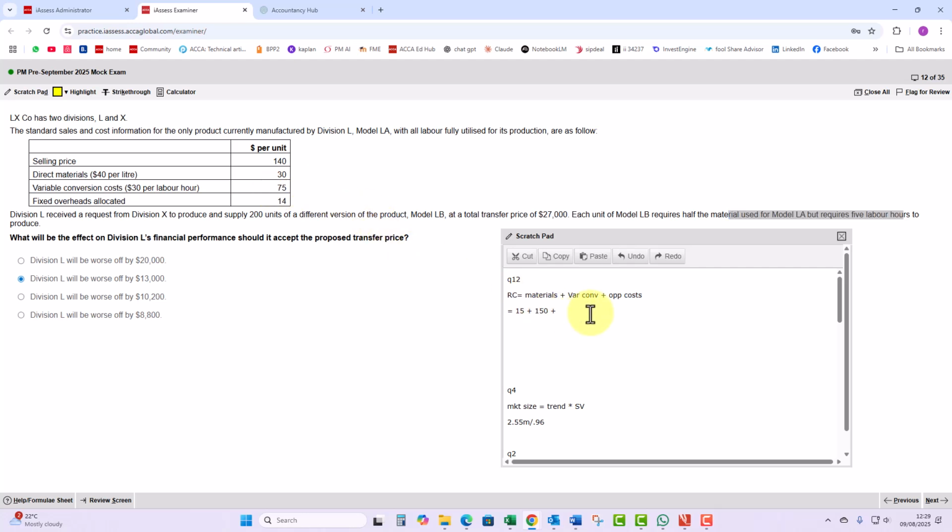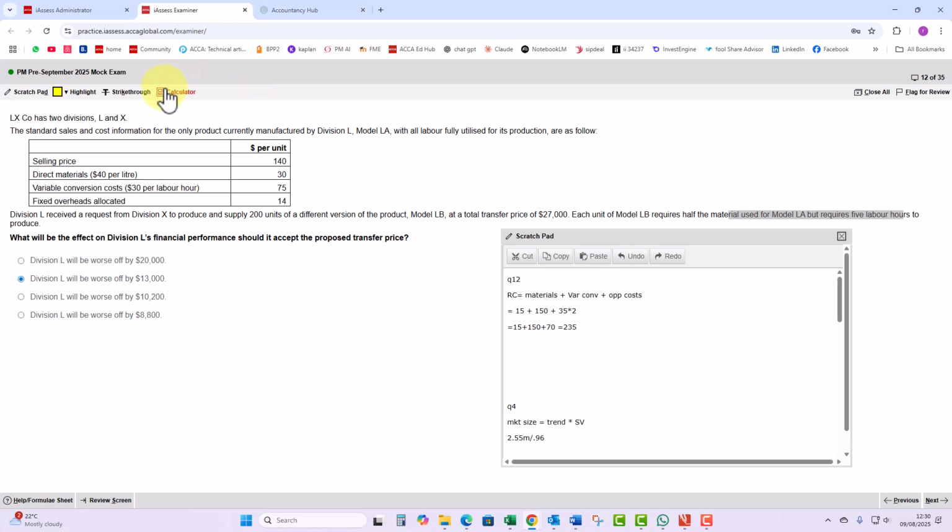And the opportunity cost is the contribution that they're getting from model LA, so it's 140 minus 30 minus 75 is a 35 per unit. But this uses twice the amount of labour. So for every 1 unit of LA, they can only make half of a unit of LB. So we need to multiply that 35 by 2. So that equals 15 plus 150 plus 70, which is 235. So the relevant cost is 235.